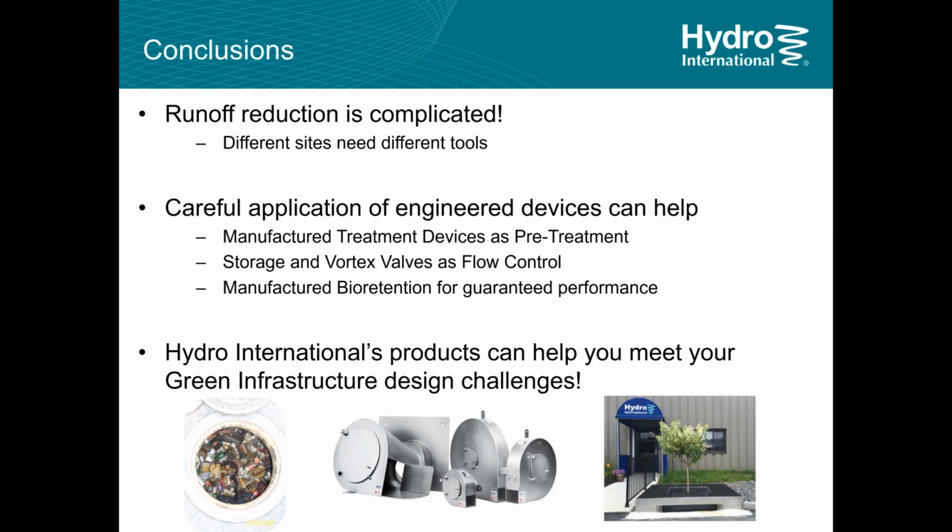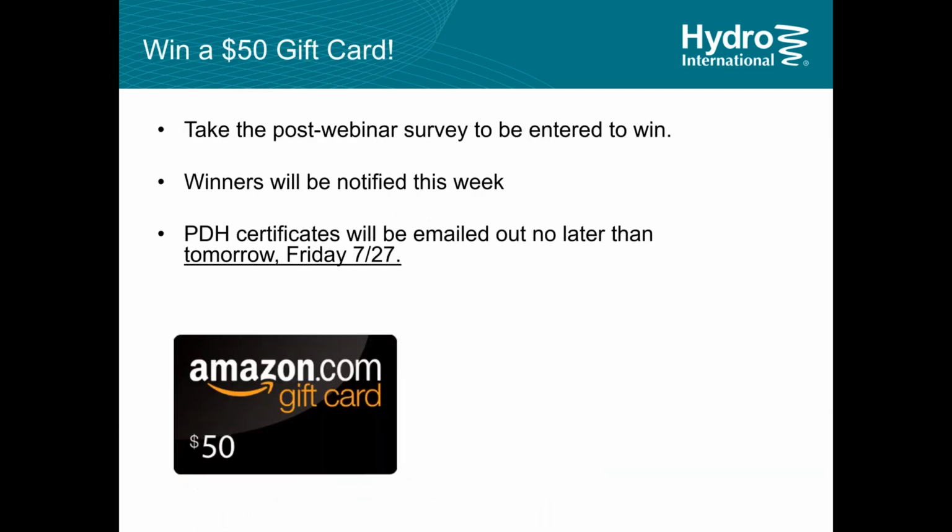Manufactured treatment devices as pre-treatment, storage, and vortex valves with flow control can help attenuate your flow and help store your flow under parking. Manufactured bioretention or infiltration can give you that guaranteed performance that takes the risk off of your plate. And Hydro International has these products. They can help you meet your green infrastructure challenges, and we're happy to talk to you about how we can help.